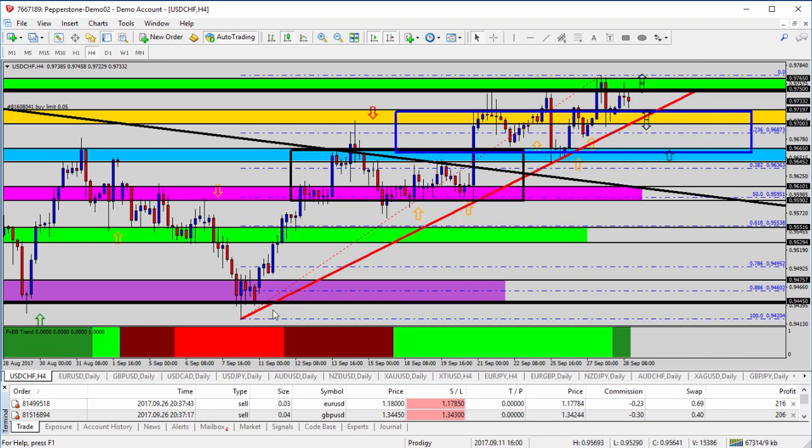Now, if you're trading the direction the market's going in or has been going in, you're more likely looking for buys on dips into the support, the yellow zone, buys on dips into the trend line, the red trend line, and looking for the market to eventually break through 97.50-65 for the dollar franc today.